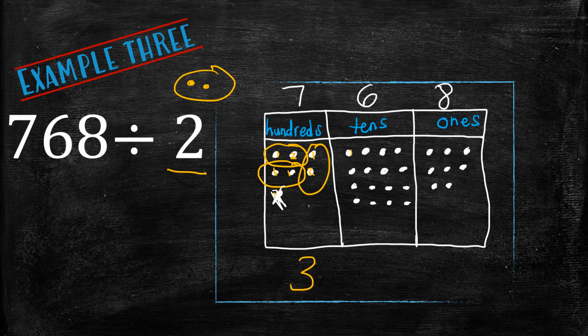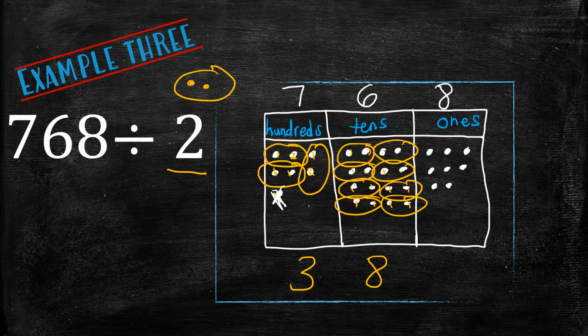So let's do it. 1, 2, that's a group. 1, 2, that's a group. And so on, until we have made 8 groups of 2. We have no other dots, so we're going to count how many groups of 2 are in the tens column. That is 1, 2, 3, 4, 5, 6, 7, 8. We're going to write 8 below.